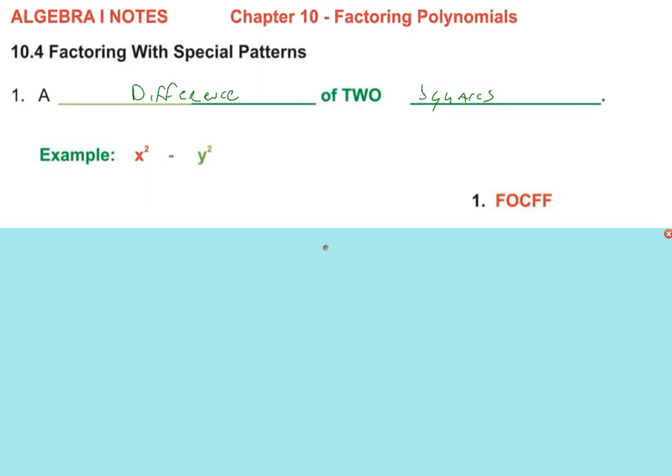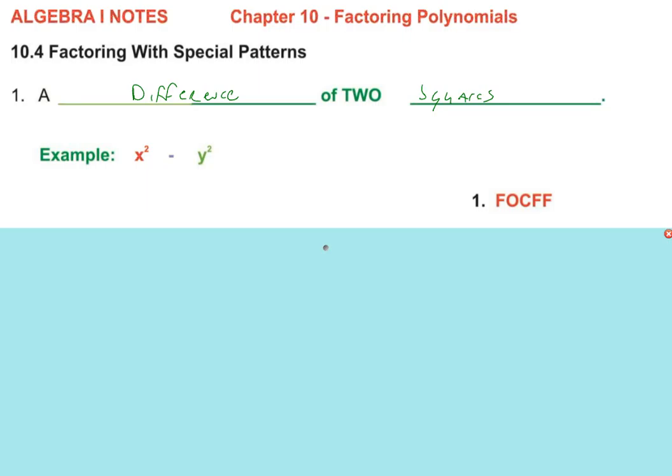Okay, why do we call it that? You don't need to write this down, I'm just going to show you. Difference is subtraction, and notice there's a minus sign between the two. That's the difference part. Then x squared is a square, and y squared is a square. You have the difference of two squares. That's where the name comes from. So we need to learn the pattern for factoring a difference of two squares.